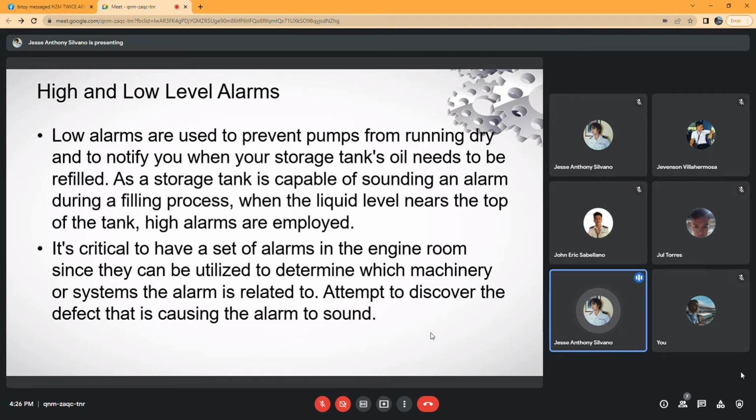It's critical to have a set of alarms in the engine room since they can be utilized to determine which machinery or systems the alarm is related to, and to discover the defect that is causing the alarm to sound. In the engine room we have different machineries and equipment, and each of them needs to have an alarm so we could determine if it is in critical condition or good condition. These alarms are used to determine the different types of parameters in the engine room.